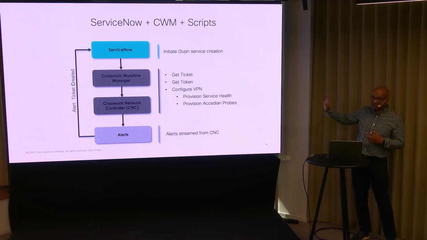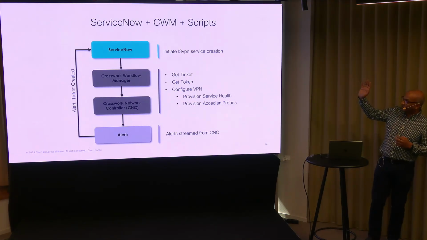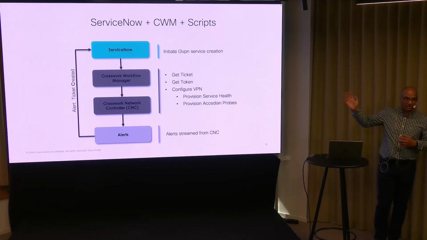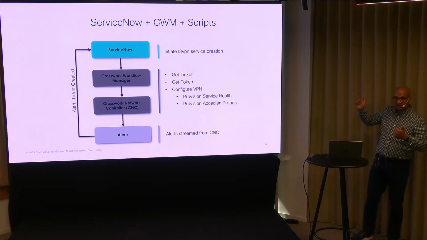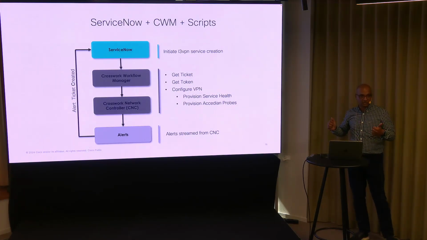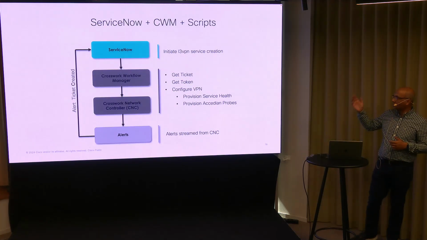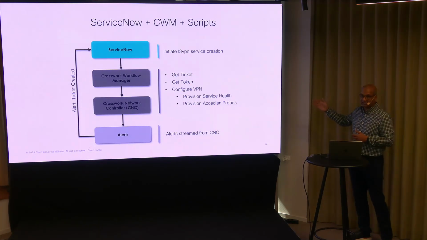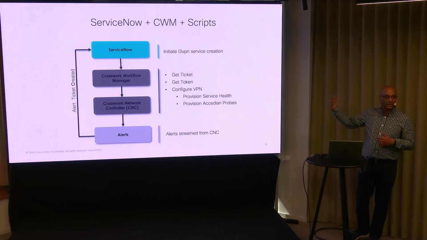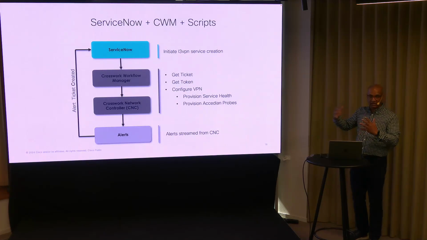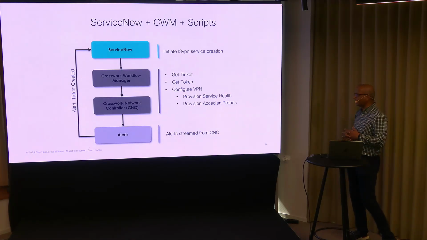So in this specific demo, we're going to use ServiceNow's REST API call to the Crosswork Workflow Manager. And the Crosswork Workflow Manager does authentication, which is a two-step process. It's a get ticket and a get token. And then the token is used for your service creation. And as part of the service creation, we will enable the service health and also the Exedian probes so that we start monitoring the health of your service.